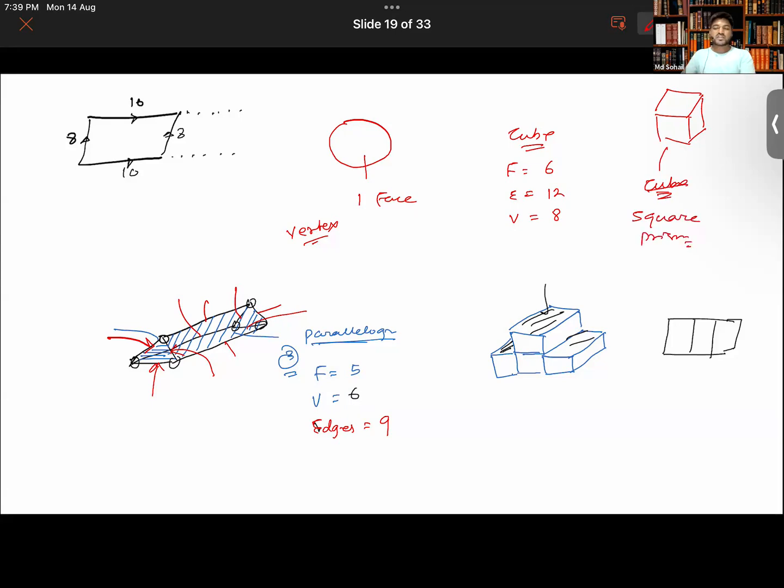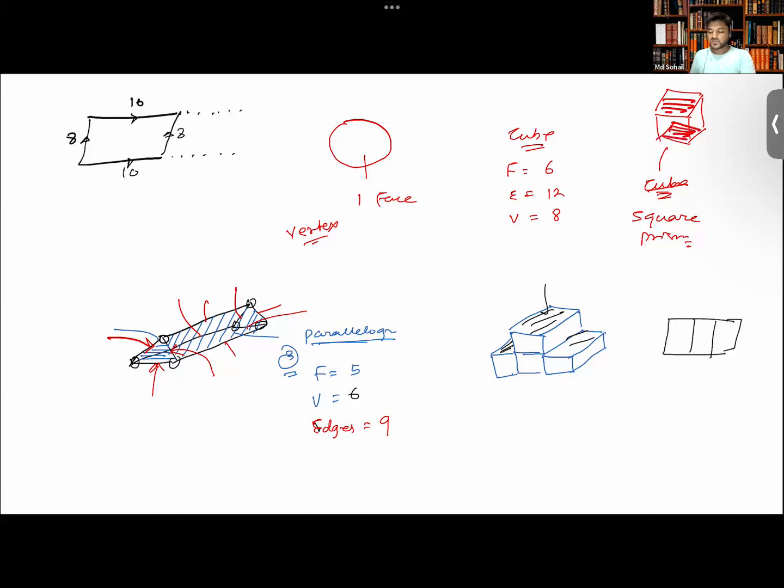Right. So in a square prism, what do we observe? We will see that it has two parallel end faces, right? This face and the bottom one as well. These are parallel end faces. The base and top are going to be congruent squares here. Congruent, you guys know what it is.